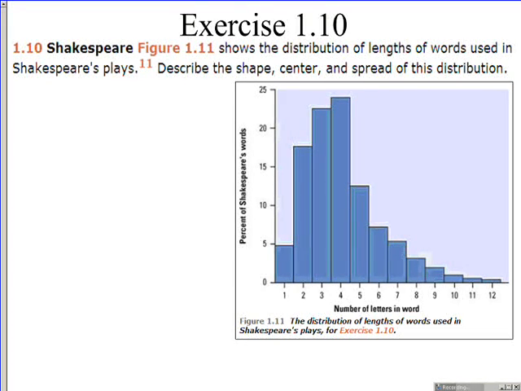Once again, what is the shape of this distribution? Well, if I attempt to draw a curve through this distribution, we can pretty well see again that this distribution is going to be skewed to the right.